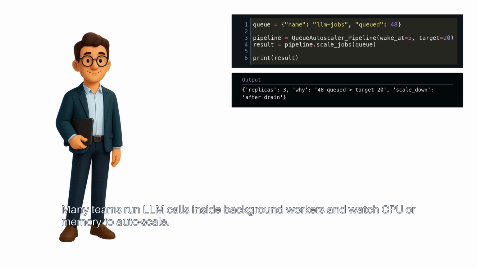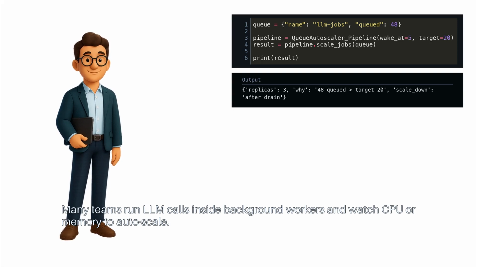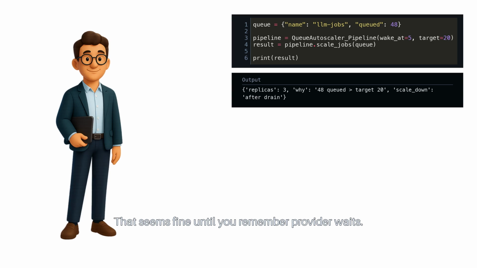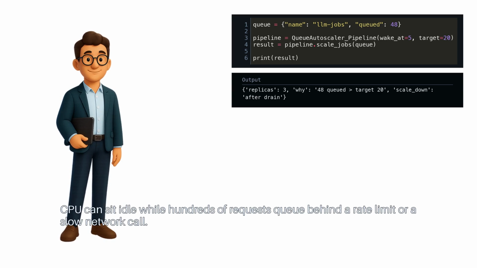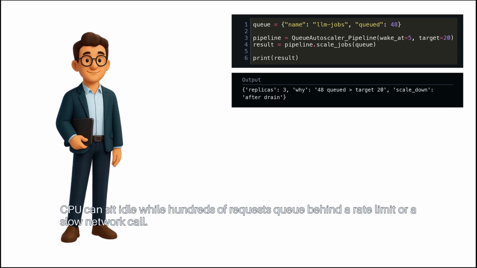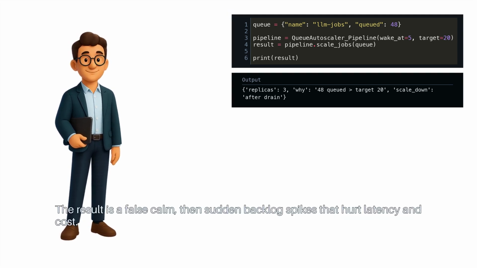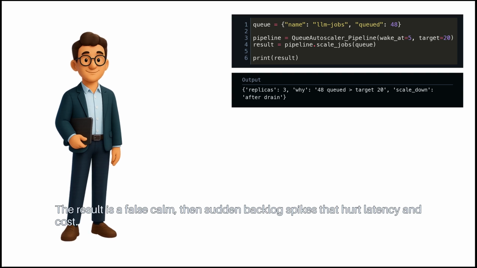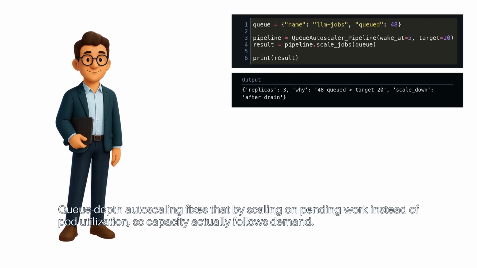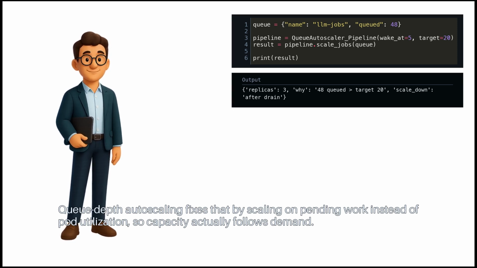Many teams run LLM calls inside background workers and watch CPU or memory to autoscale. That seems fine until you remember provider waits. CPU can sit idle while hundreds of requests queue behind a rate limit or a slow network call. The result is a false calm, then sudden backlog spikes that hurt latency and cost. Queue depth autoscaling fixes that by scaling on pending work instead of pod utilization, so capacity actually follows demand.